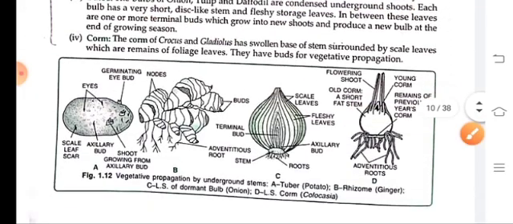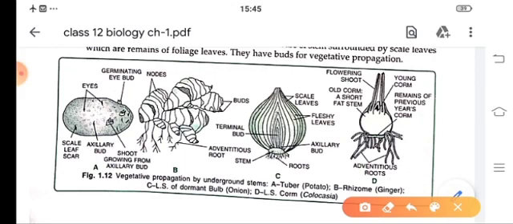So see here, vegetative propagation by underground stem. This is the root tuber of potato. Now see, the eyes are here, and from these eyes new shoots will grow. These are the rhizomes of ginger, and scale leaves are there, and at the nodal region adventitious buds arise, and from these adventitious buds new plants will grow. Now here see the bulb of onion, and in between these scale leaves there are small buds. Now from these buds a new plant arises.